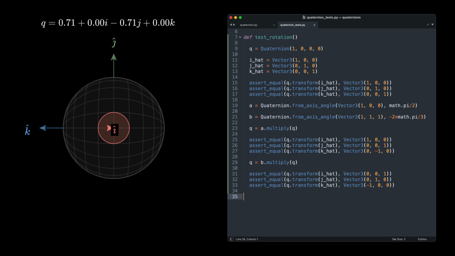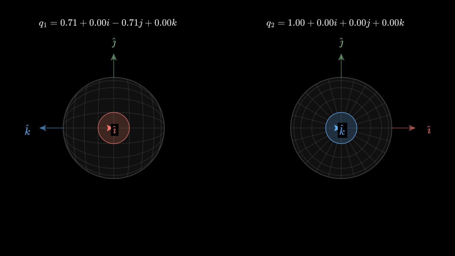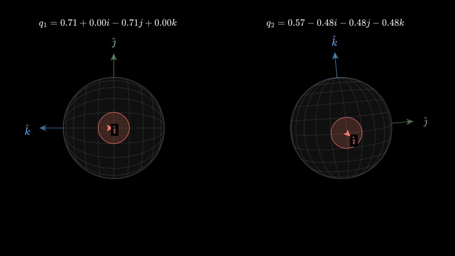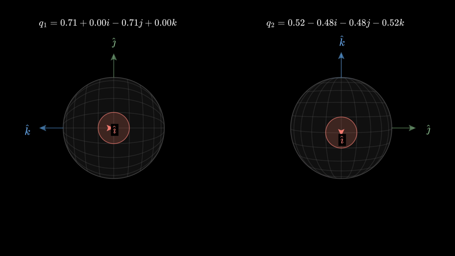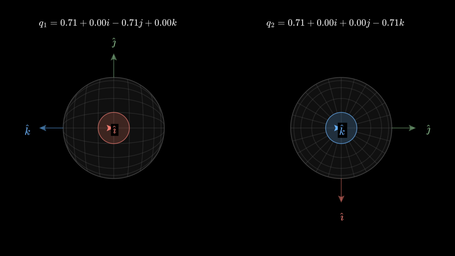What happens if we change the order in which we apply these 2 rotations, so we rotate by b and then a? Do we get the same orientation of the sphere as illustrated by the basis vectors? It turns out, if we apply the rotation b and then the rotation a, we'll get a completely different orientation. Let me show you with a copy of our setup. When we rotate around the diagonal axis by negative 2 pi over 3 radians, and then around the x-axis by pi over 2 radians, we get an orientation that looks like this.